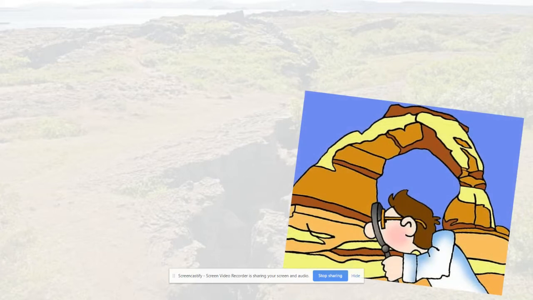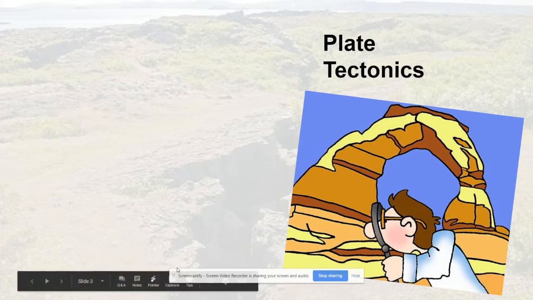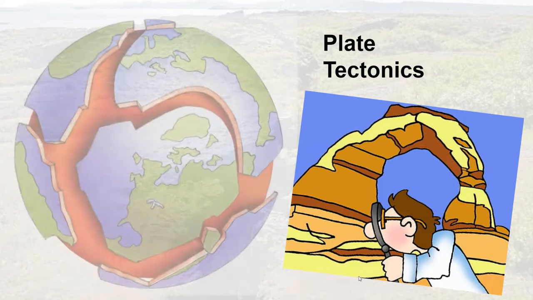Geographers use this information and have formed a theory called plate tectonics. It suggests that our crust, or surface, is divided into slow-moving plates.